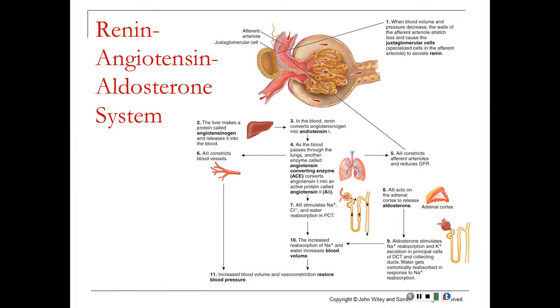Individuals that take high blood pressure medication are probably taking an ACE inhibitor, and you can imagine this chain of events being stopped right here at the lungs, so that angiotensin 1, that's a typo there, it should be angiotensin, is not converted into angiotensin 2, therefore aldosterone is not being released in instances where people are taking an ACE inhibitor.